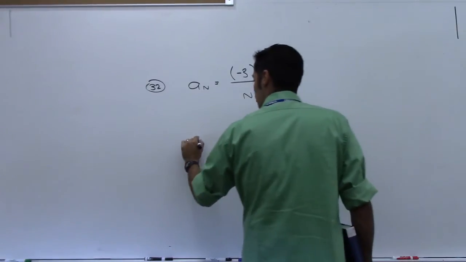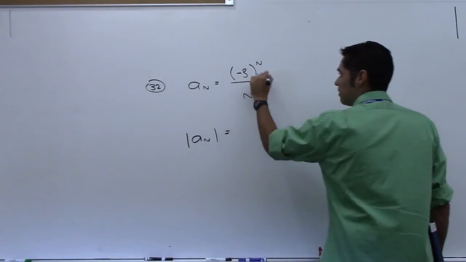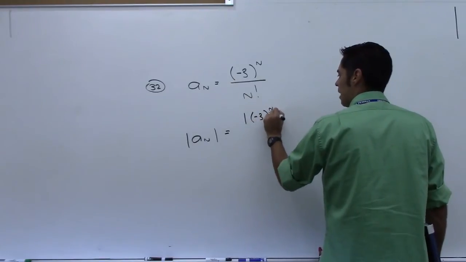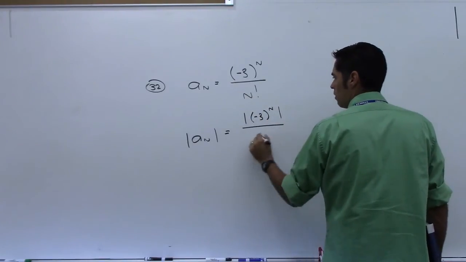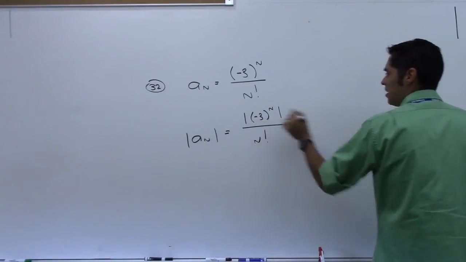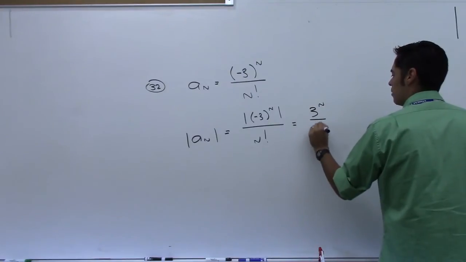So let me try this theorem. Let me look at the absolute value of this. If I take the absolute value of negative 3 to the n over the absolute value of the factorial, the factorial is still the factorial. This takes away that negative, so you just get 3 to the n over n factorial.